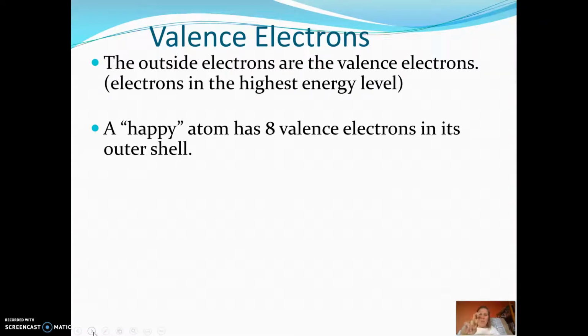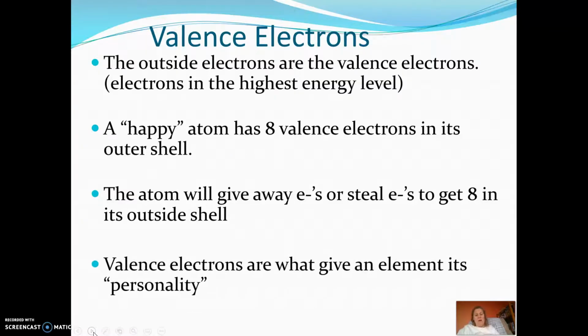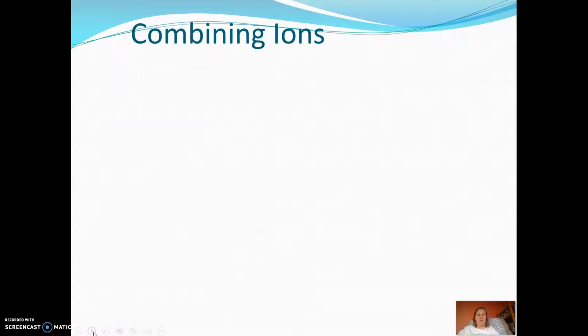The magic number of valence electrons is 8. All happy atoms have 8 electrons in their outside shell. So if an atom only has 1 valence electron, it's going to either give those electrons away or steal them in order to get 8. Again, these are just 2 other random comments. Valence electrons give it their personality because it says how they react with others.